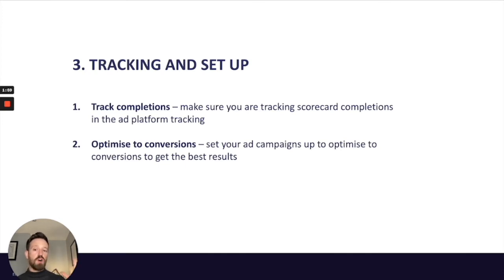And also you want to be able to optimize towards conversions. So when you set your campaigns up, you want to say to the ad platform, Facebook for example, could you please give me the maximum number of leads rather than the maximum number of people on the landing page. So you want to set your campaigns up to maximize conversions rather than maximize traffic, for example, to your landing page. This will set you up to generate the best possible results for your ad campaign.